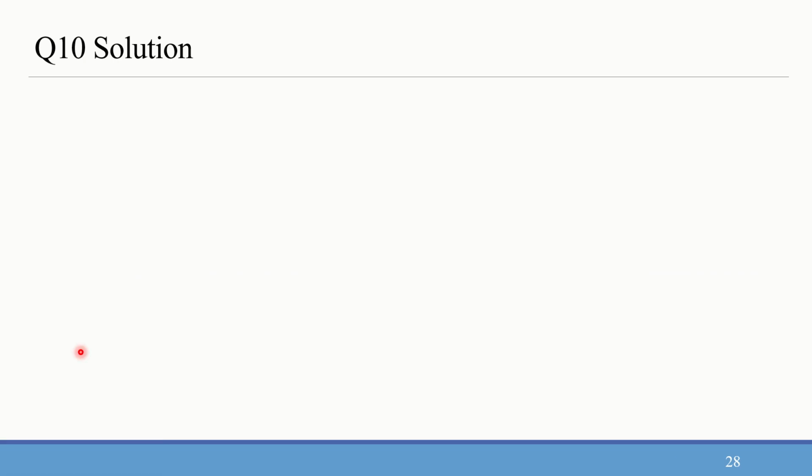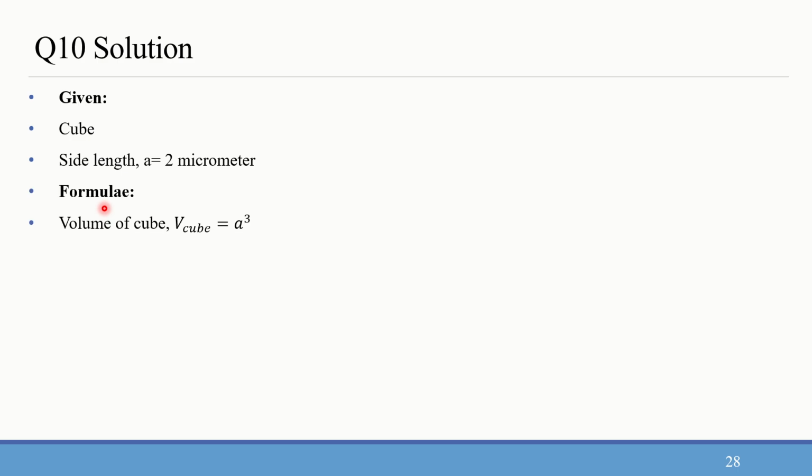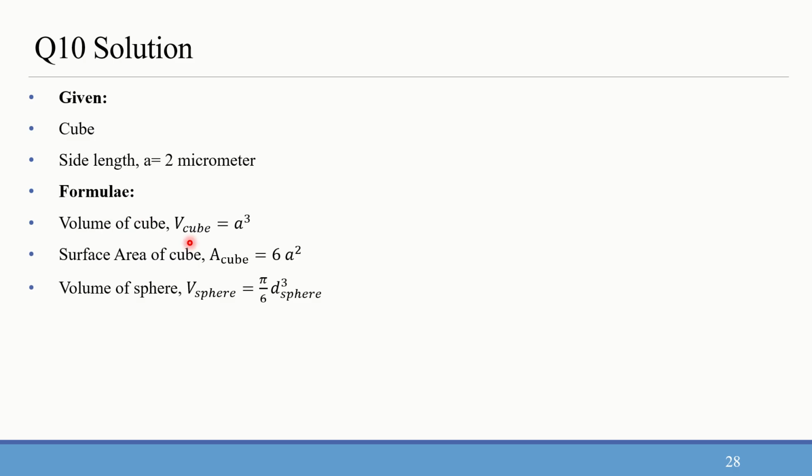We will just see how to do it, so that if anyone watches the video later they can see it. But 0.8 is the right answer. The side length is given as 2 micrometer. As we have seen, we need to find the volume of the cube, the surface area of the cube, and the volume of the sphere. Volume of cube is a cube, and surface area of cube is 6a square, and volume of sphere is pi by 6 d cube, and surface area of sphere is pi d square.